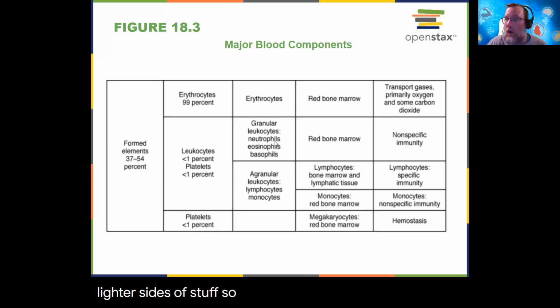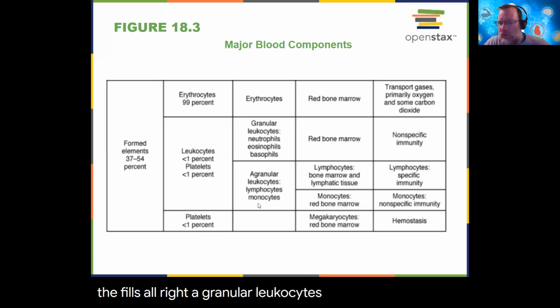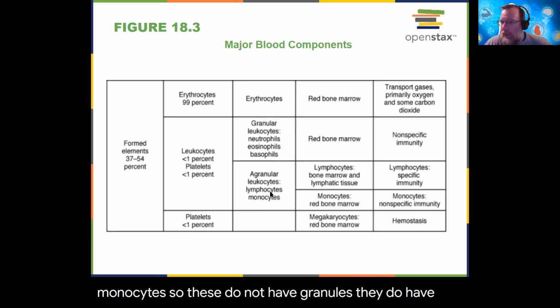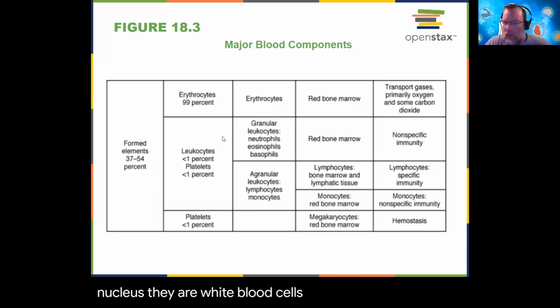So anyway, granular leukocytes. These are white blood cells that have granules in them, and they're the fills. All right, agranular leukocytes: lymphocytes and monocytes. These do not have granules. They do have a nucleus. They are white blood cells. All white blood cells have a nucleus. That's why they stain so well.